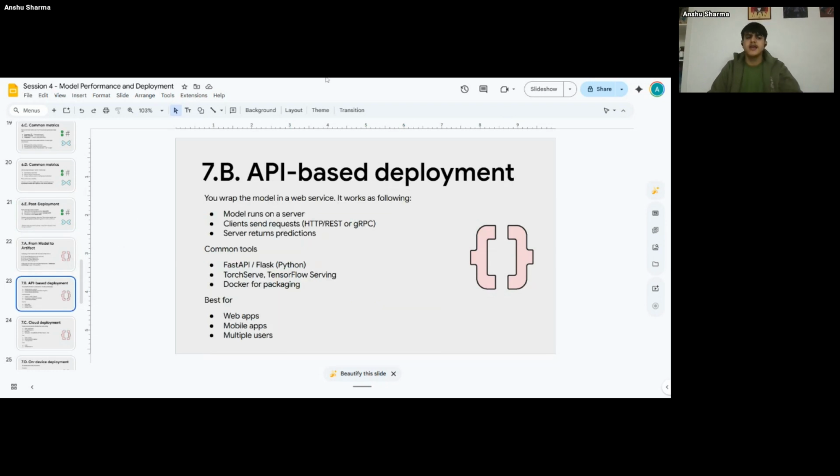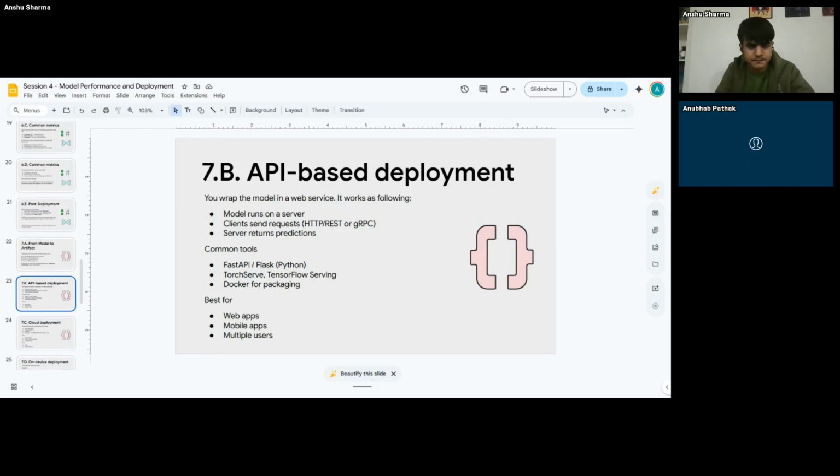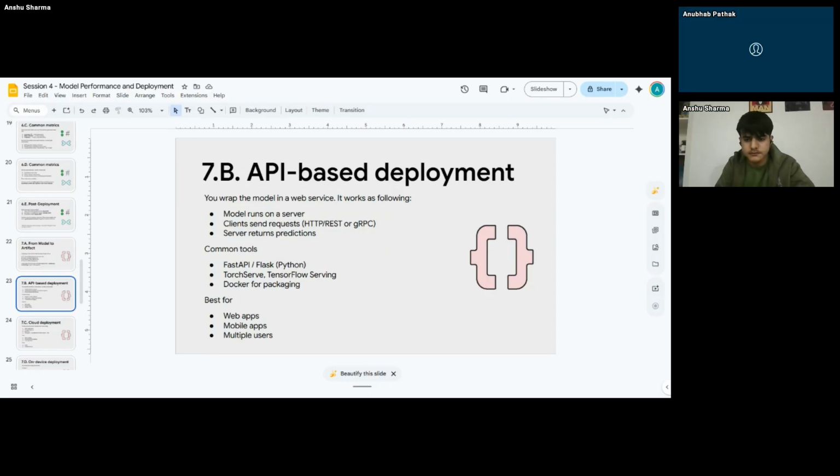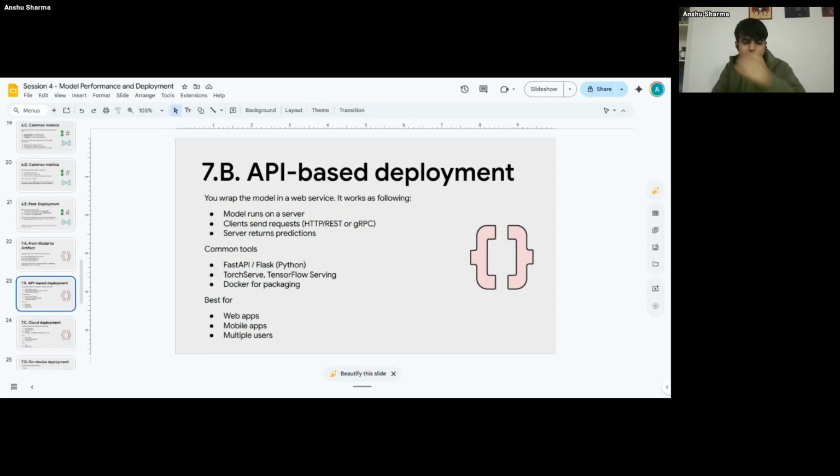So the first is API-based deployment, and this is very common. This is what we mostly use, right? And even as students, you will be using this method the most, right? So what is API-based deployment? Does anyone know what an API is? Real quick, just a knowledge check. Does anyone know what an API is? Application programming interface. Yes, correct. So an API, as Anubhav said, is application programming interface. So an API-based deployment means that we use an API to expose the model to our users.